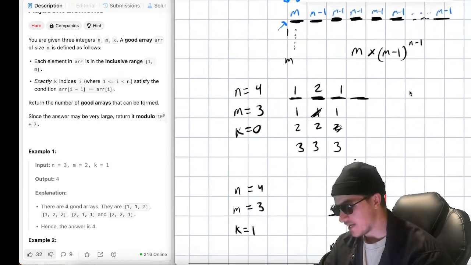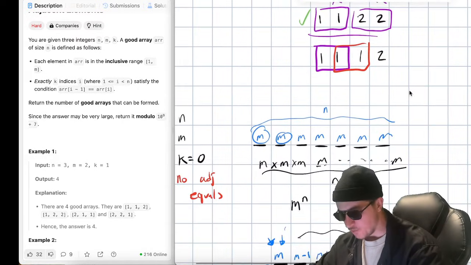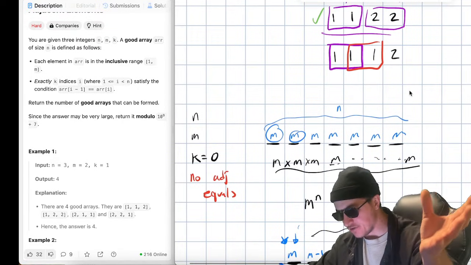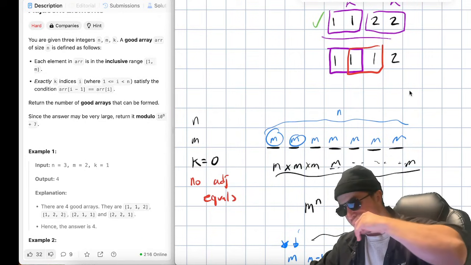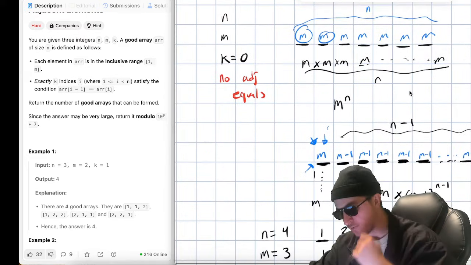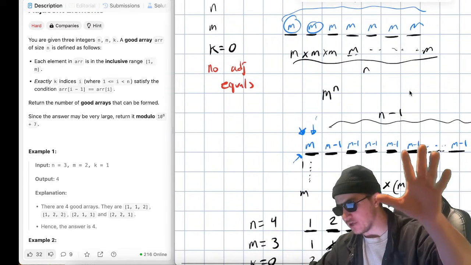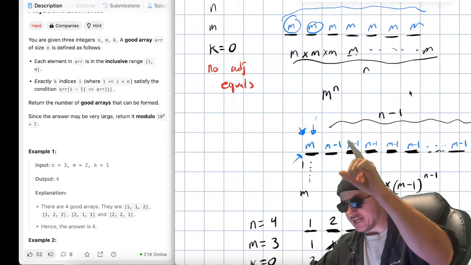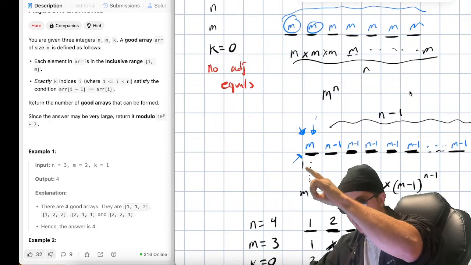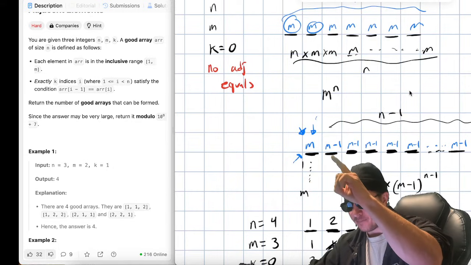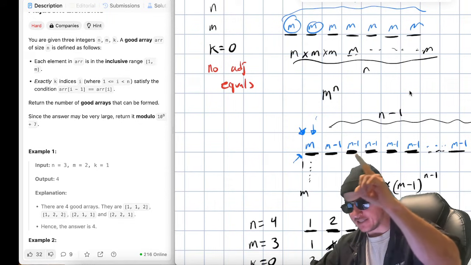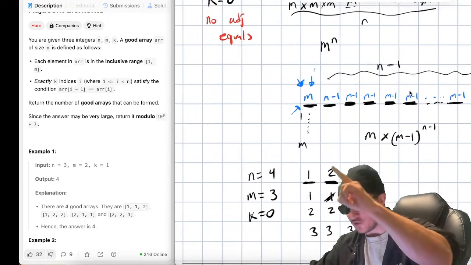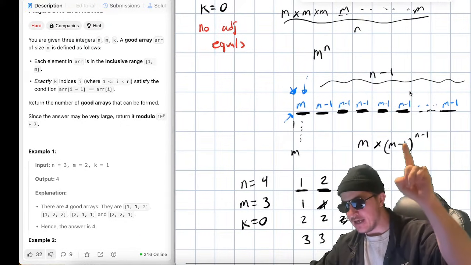To recap, we started with the general case of just saying, what if there's no k constraint? Then I have n elements, and I can make them any of the m things, so I have m to the n total possible ways of doing this. What if I have k equals 0? On k equals 0, I have no adjacencies that are equal. So I have m things I can put here, but in the next slot, I can't put whatever was put here, so I have m minus 1 things that I can put there. In the next slot, I can't put whatever I put before, so I have m minus 1 things I can do, and so on and so forth. So the first one can be m, but the remainder have to be m minus 1.